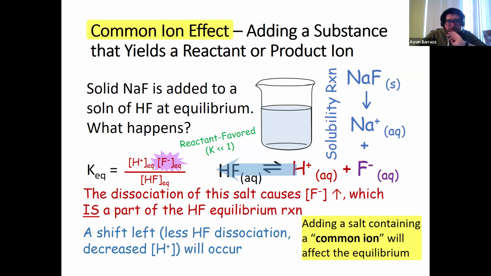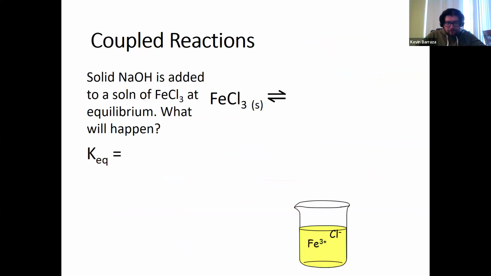Okay, our last example. This is an example of coupled reactions. Again, it's helpful to flag this for experiment 1 as you look at that. We have solid NaOH added to a solution of FeCl3 at equilibrium. What will happen?